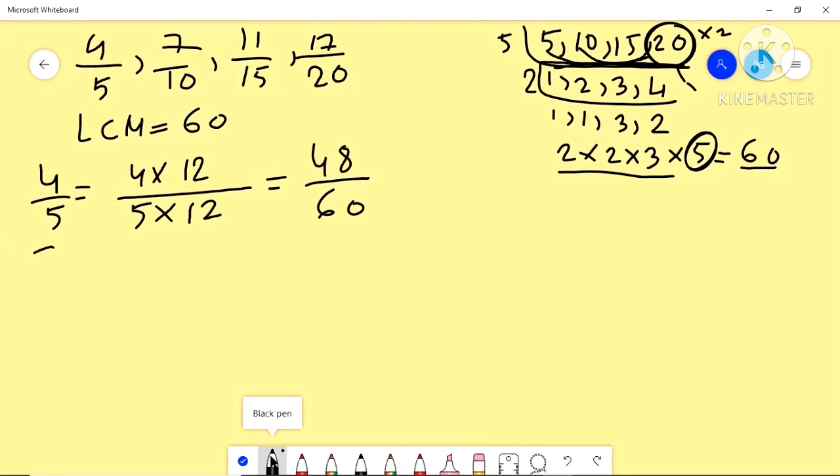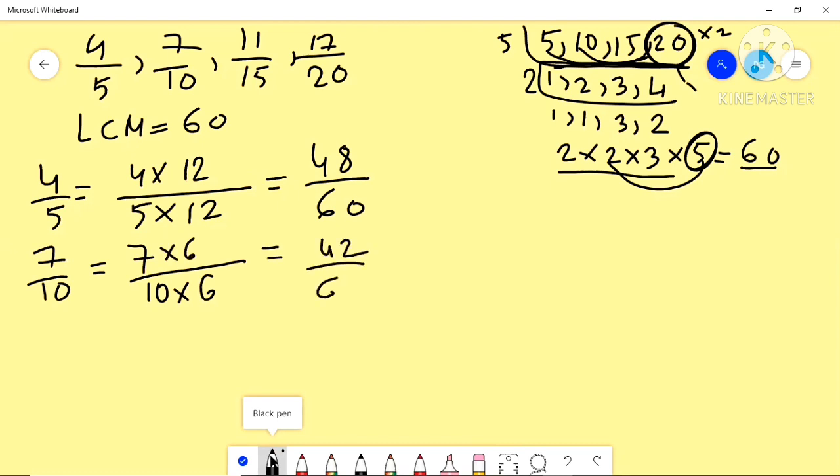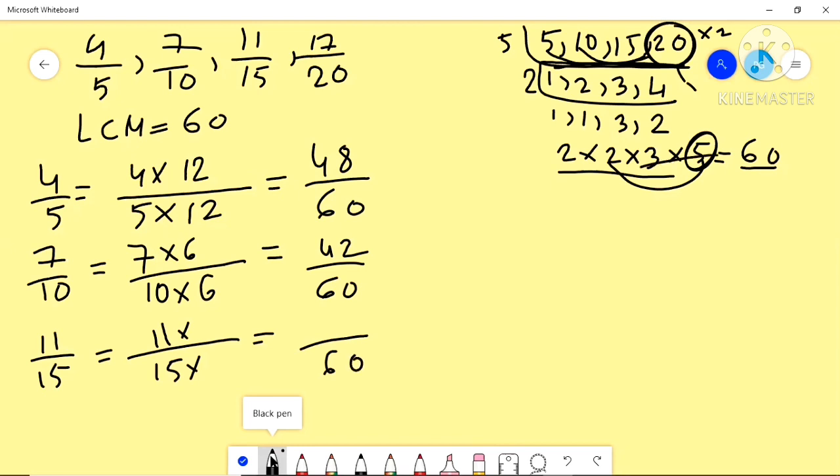Okay. Now 7 by 10. So 10 into how much? 5 into 2 is 10. So what is left? 3 into 2, 6 is left. So 7 into 6 is how much? 42 by 60. Then third one, 11 by 15. So 15 into how much? 11 into same number we will take. So let us find 15. 5 into 3 is 15. What is left? 4 is left. So top also 4. So 4 into 4, 44.